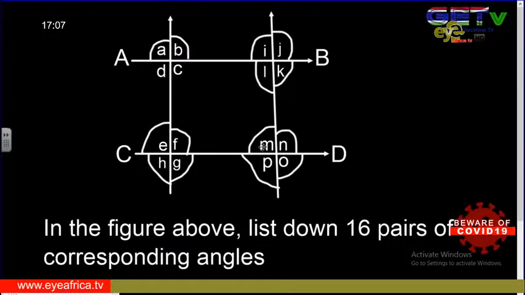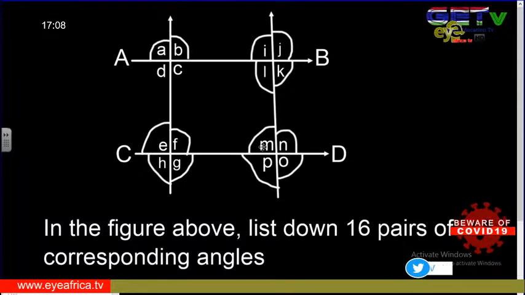First, we know with corresponding angles, one of the angles is inside, the other is outside, but they are on the same side of the transversal. So to make life easy for yourself here, you can first focus on the vertical parallel lines and get all your corresponding angles from there, and then come and focus on the horizontal parallel lines, and then you will get the rest of your corresponding angles.